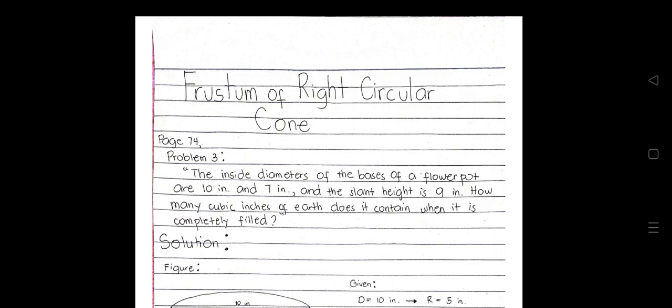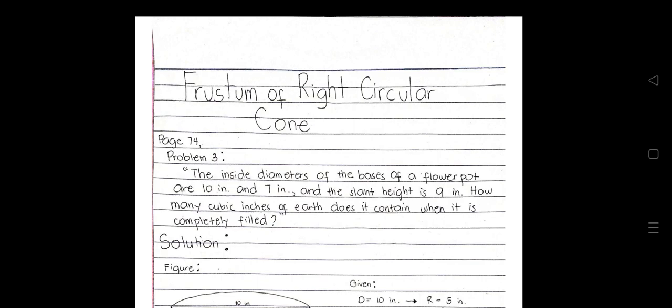So for today, I am going to report on the topic about frustum of a right circular cone on page 74, problem number 3. So here's the problem. The inside diameters of the bases of a flower pot are 10 inches and 7 inches, and the slant height is 9 inches. How many cubic inches of earth does it contain when it is completely filled?